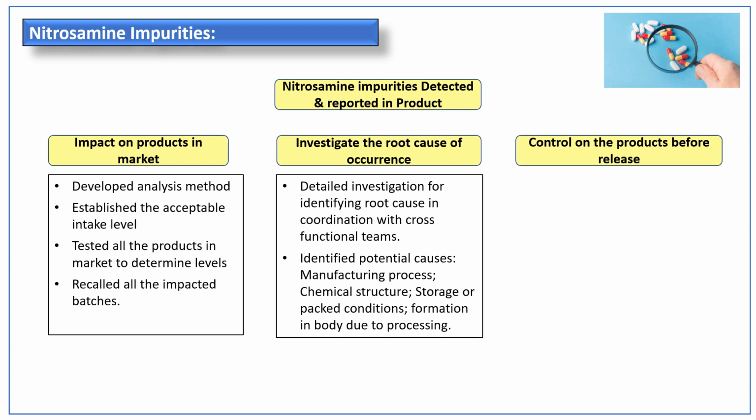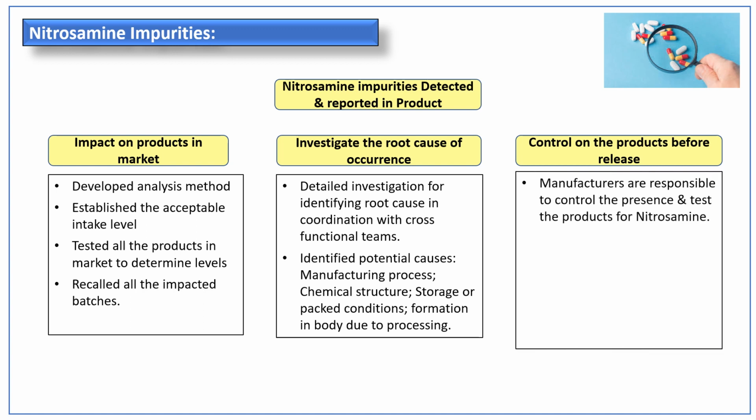And for control on the products before release, they established that manufacturers are responsible to control the presence of nitrosamines and test the products. They released the guidance for industry, which had all the details of the steps to be taken. Step 1, which we are specifically talking about, is the risk assessment that needs to be done for all the products, right? And step 2 is, whenever a product is identified to be at risk in the step 1 risk assessment, a confirmatory testing has to be done for that product.